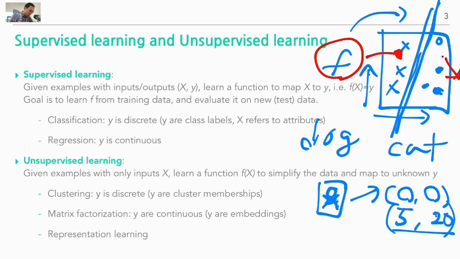And then we can move on to this space, right? 5, 20, and this new input is placed in this place. And then we predict, oh, this is a cat. Here is the procedure. This is what supervised learning does, particularly for classification.